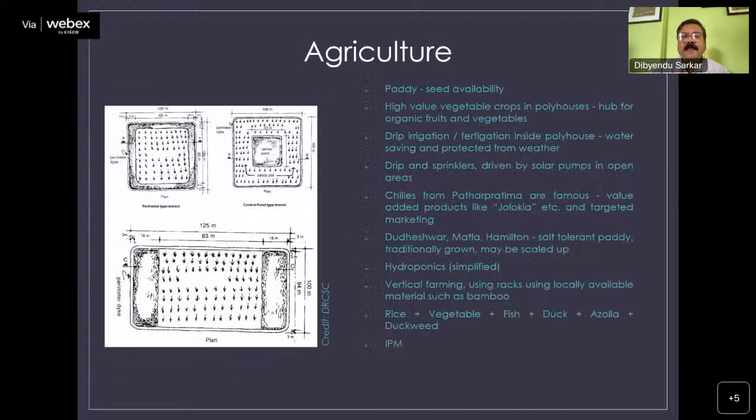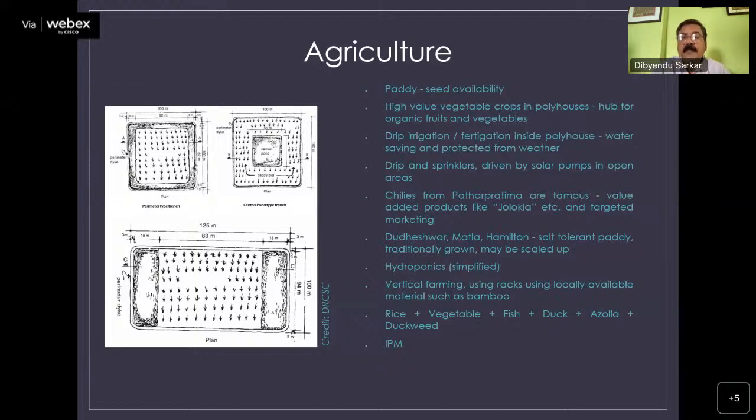Yes. In agriculture, paddy seed availability has to be increased. High value vegetable crops in poly houses might be tried out. There might be a hub for organic fruits and vegetables. Drip irrigation system and fertigation inside poly houses for water saving technology use might be important. Drip and sprinklers driven by solar pumps in open areas may also be important.